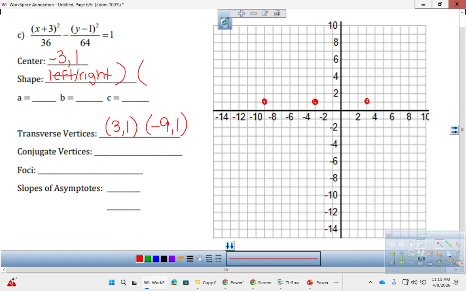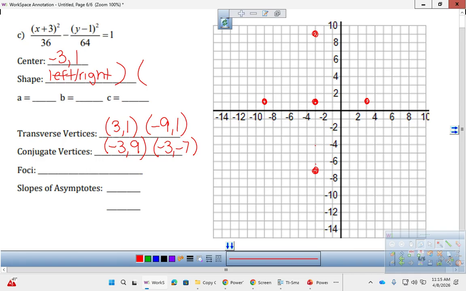All right, and then conjugate is whatever's next, which is the y in this case. So in the y direction, I'm going to go up and down 8. 1, 2, 3, 4, 5, 6, 7, 8. That puts me at 9. So negative 3, 9. 1, 2, 3, 4, 5, 6, 7, 8. Puts me at negative 7. Are you okay with that? Questions?